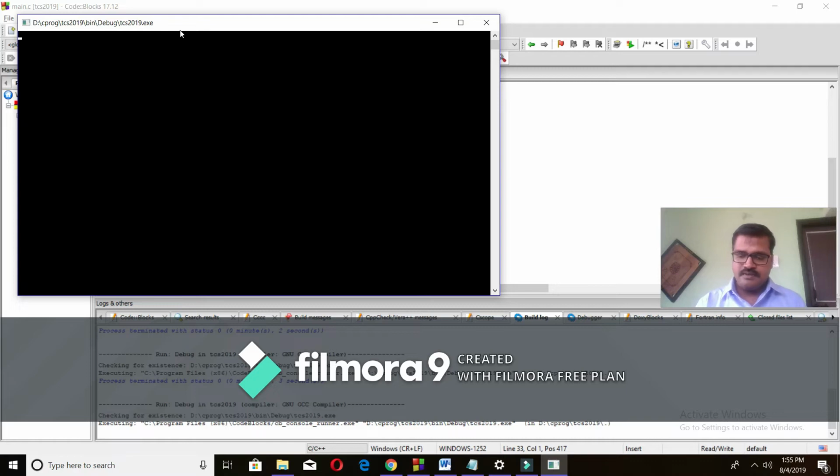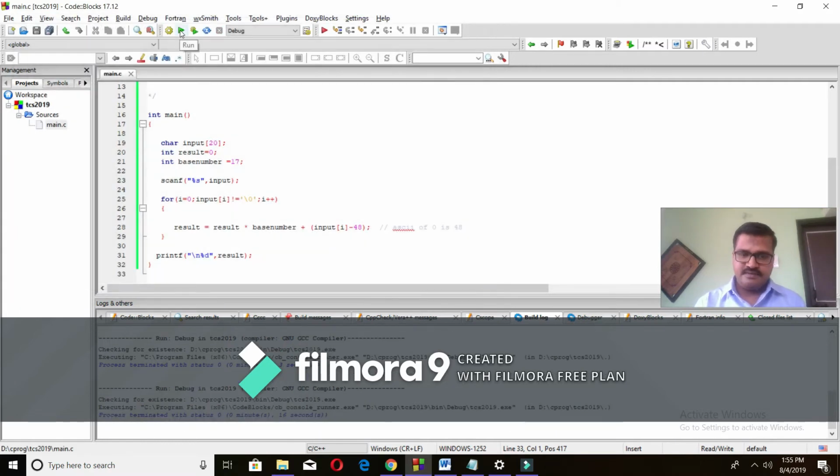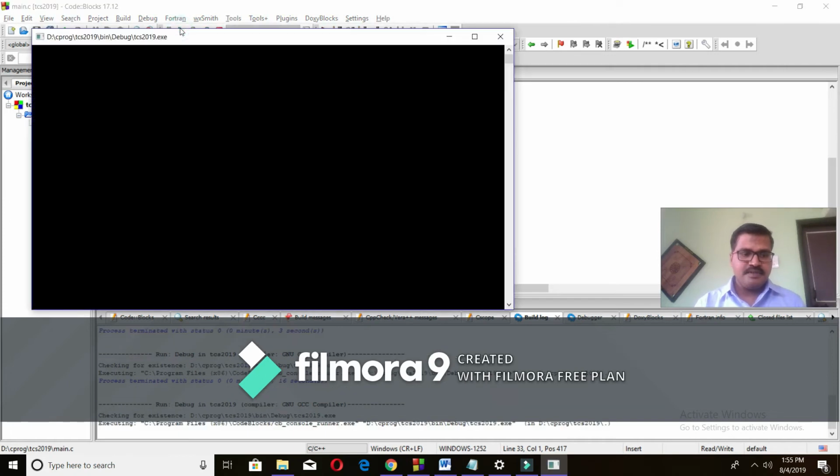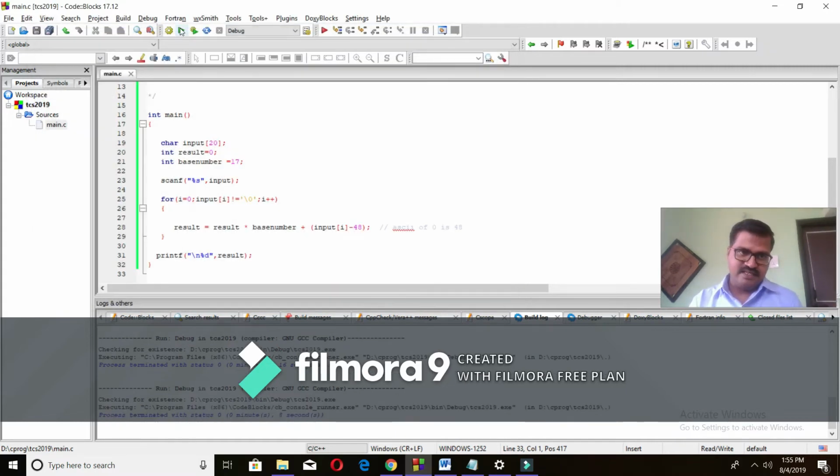For example, if I write a 10, the 10 value is in hexadecimal, and the equivalent decimal number will be 16. This is the correct answer. Similarly, once more I'll run it. For example, the number 12 in hexadecimal, that is 16 plus 2, so 18 should be there, and this is the 18 answer which is available here.